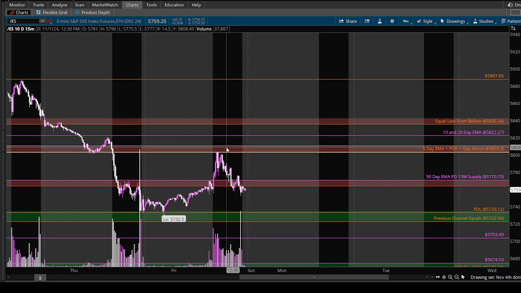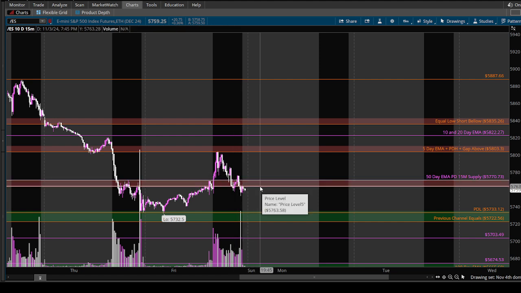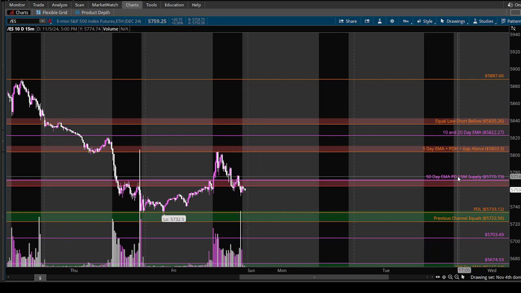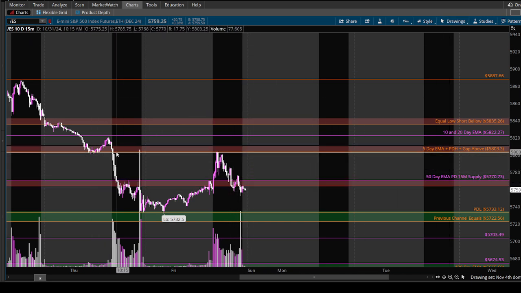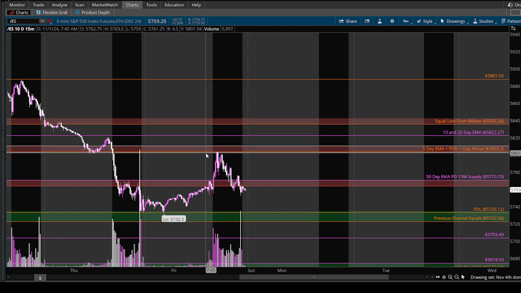So here this is the breaker block, and now we closed below the 50-day EMA at 5770, and we are actually downtrending. We have a small downtrend channel. What we can notice here is in this 15 minutes we have formed a small cup, so 5800 will act as the neckline.